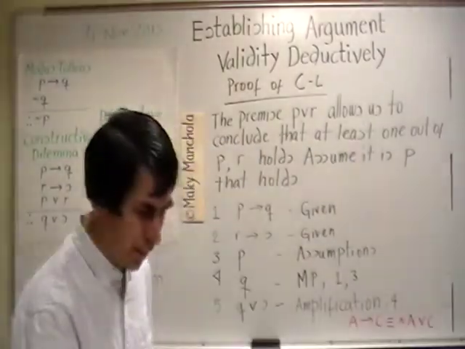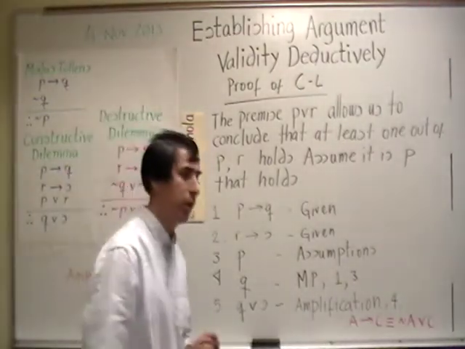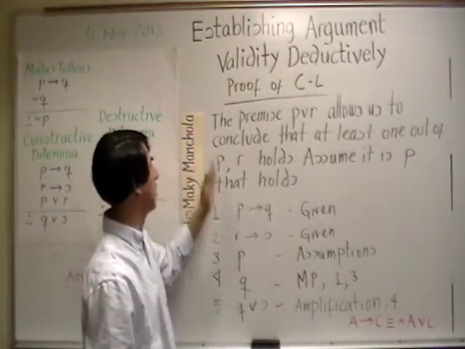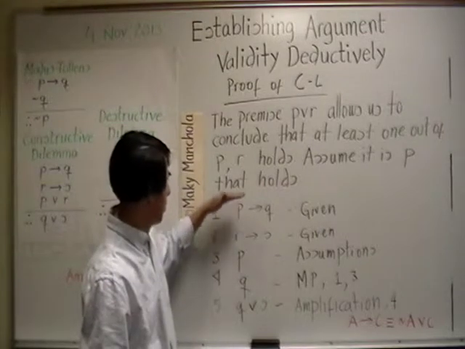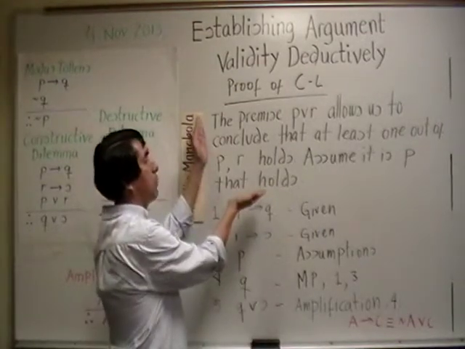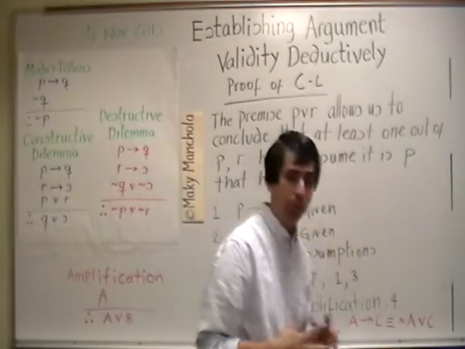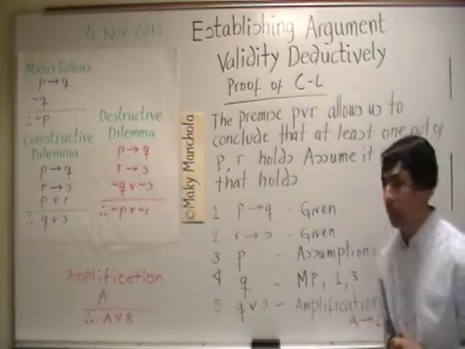So our proof of the constructive dilemma is complete. Notice that this is also a straightforward proof, but we did have to prepare our ground. Before we wrote our proof, we did exploit one of the premises in order to make the proof as simple as possible.